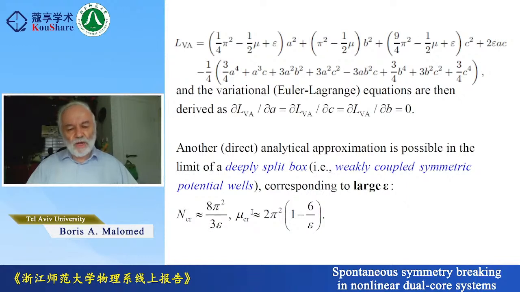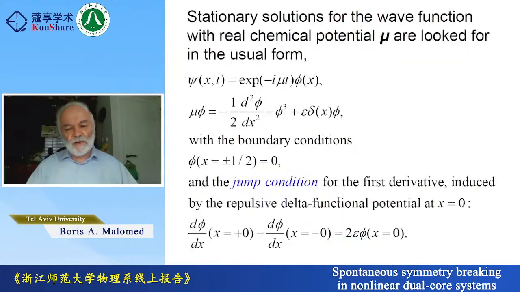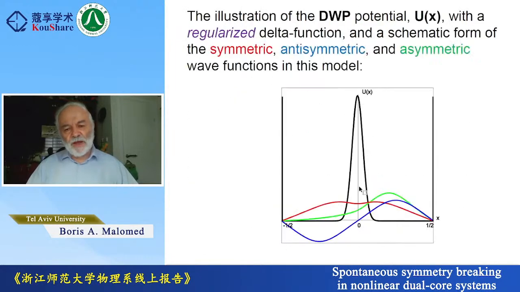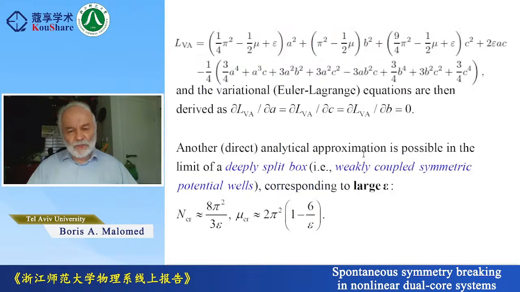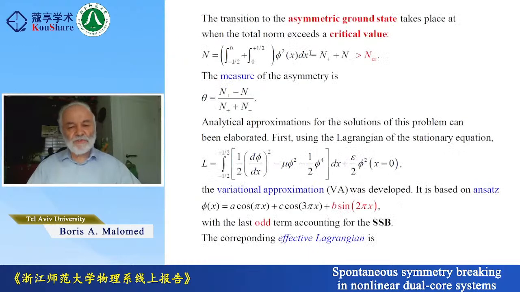In particular, we will see that in this limit of very large epsilon, which physically means that this potential barrier is very tall, the approximation predicts the ground state. First of all, of course, we would like to find the ground state, which provides the minimum energy. So it will predict the ground state with this particular value of the total norm. The norm is defined here. It's an obvious definition of the norm.